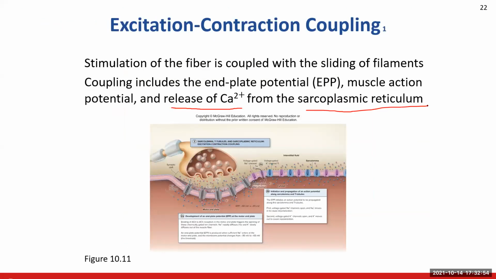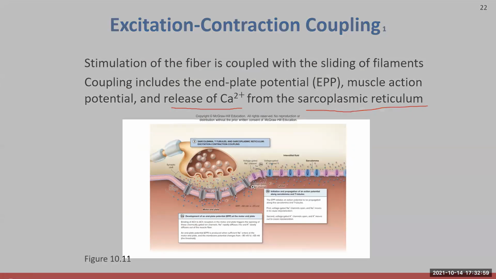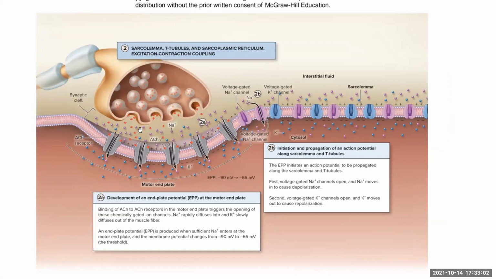I'm jumping ahead here. Let me zoom in so you can see what I'm talking about. Okay, so we've released our acetylcholine into the synaptic cleft. It's triggered the opening of these channels here, which allows the diffusion of our ions across the plasma membrane. Our goal here is going to be to change the membrane potential. Remember membrane potentials, that's that electrical charge across the plasma membrane. Our goal is to change the membrane potential here.